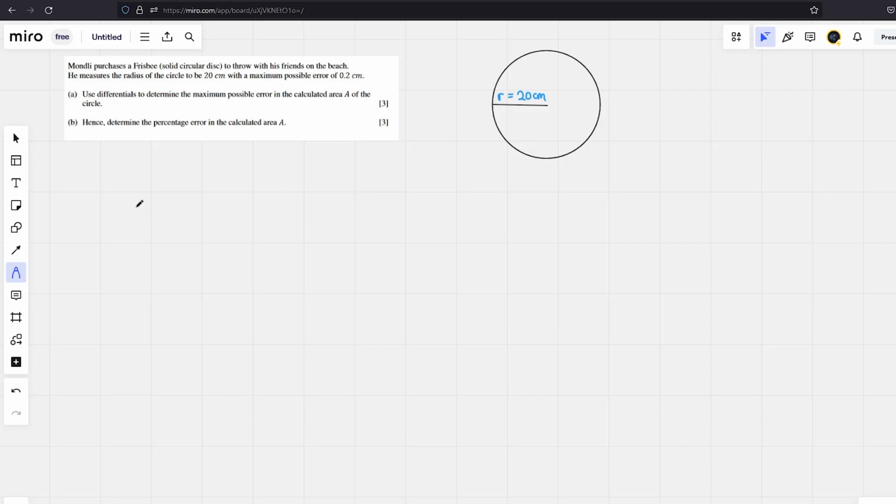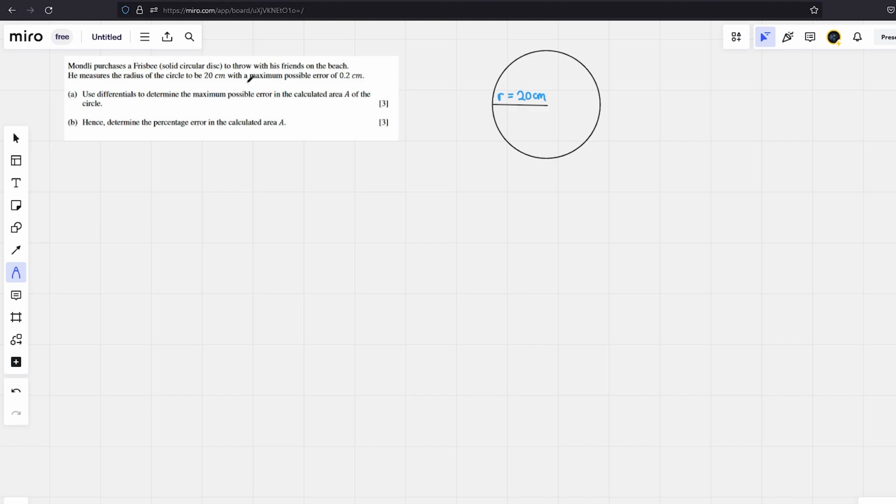Okay, so today we're going to be looking at a differentials problem from the 2023 test 3 for Math130, and it says this person purchases a frisbee, which is a solid circular disc, to throw with his friends on the beach. He measures the radius of the circle to be 20 centimeters. So here's my circle with a radius of 20 centimeters. Okay, and it says when he measures that radius, it has a maximum possible error of 0.2 centimeters.